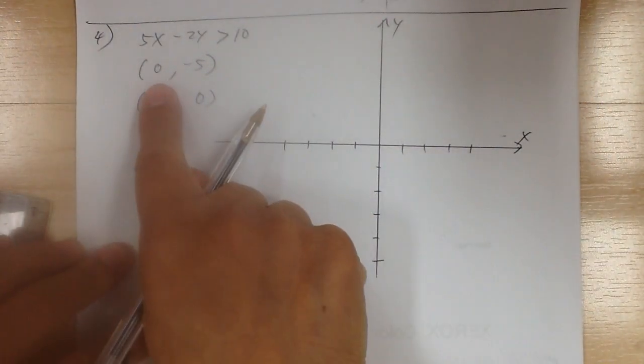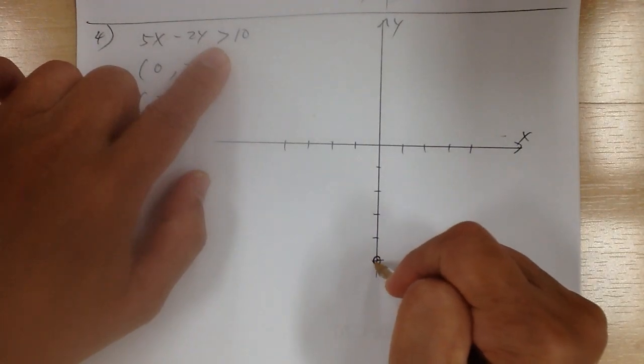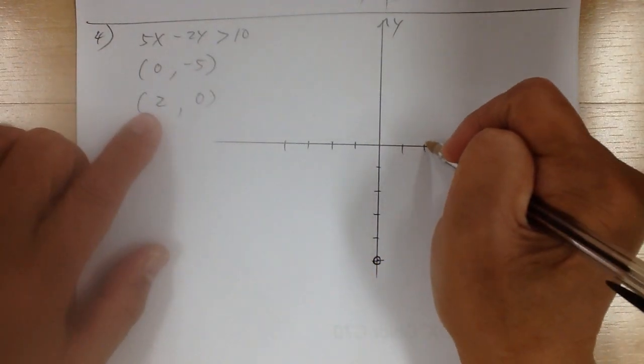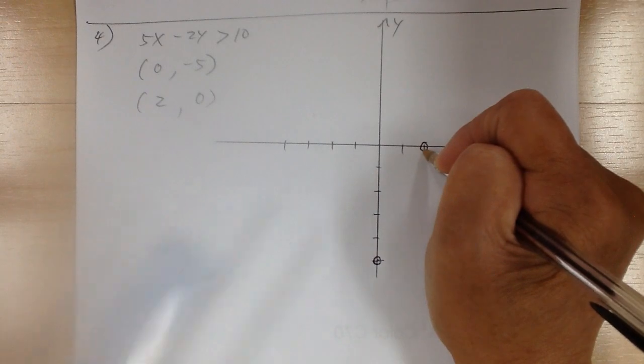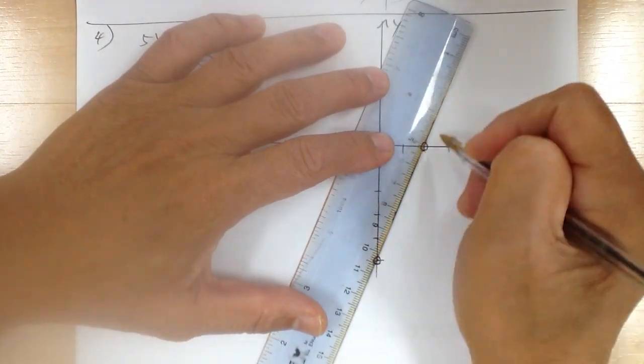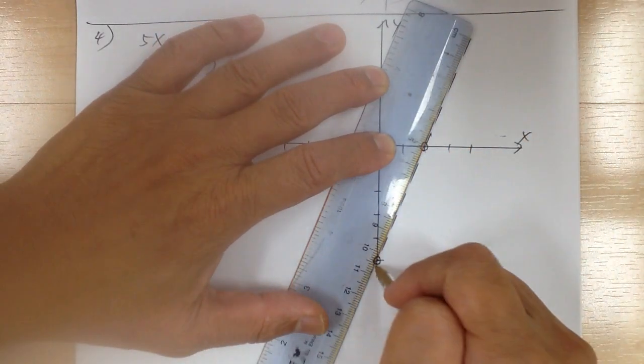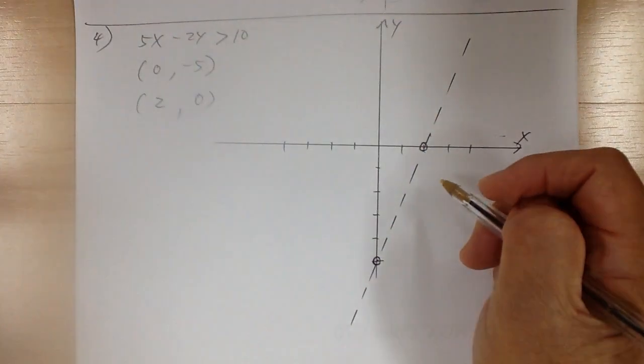So the first point is 0, -5, so it's right over here. Again, this is going to be an open circle. This 2, 0 is also going to be an open circle. And your line is going to be a dashed line. Again, there's no equal, so inequalities like this will be dashed lines. That means the points on this dashed line are not part of the answer.